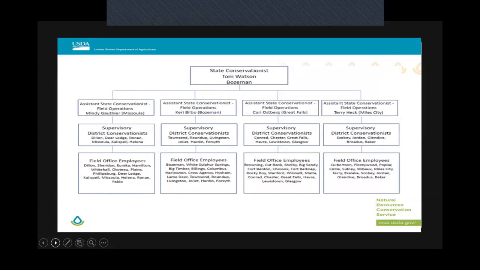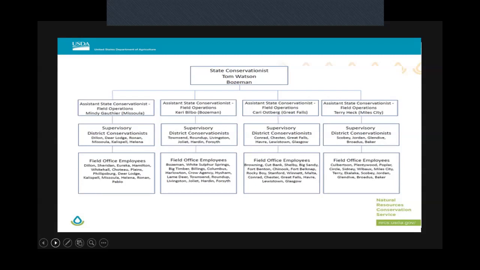All right, and I do want to take a minute, and I know this is boring and there's a lot going on here, but I think it's important for those new CD employees to see this, a little bit about how we're structured. So Tom Watson's our state conservationist, and he sits in Bozeman. And then directly underneath him, he has what's called an assistant state conservationist for field operations. And like we saw on the previous slide, that's Missoula, Bozeman, Great Falls, and Miles City. So in Missoula, we have Mindy, Carrie Bilbo in Bozeman, Carrie Osberg in Great Falls, and Terry Heck in Miles City. So if you fall in one of those areas, please take note of who that person is.